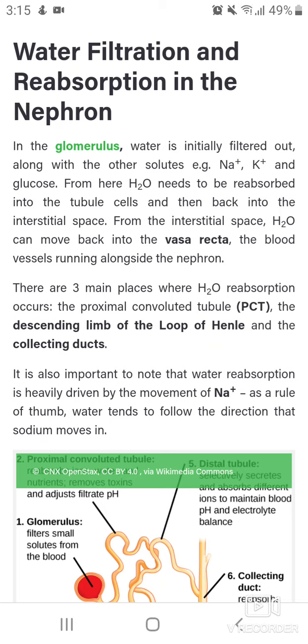Today we will come with another new topic. In this topic we are discussing water filtration and reabsorption in the nephron. So let's start the topic.